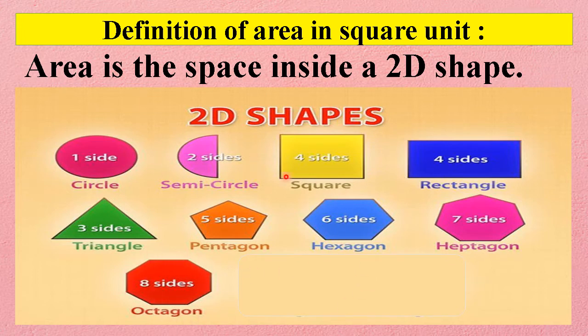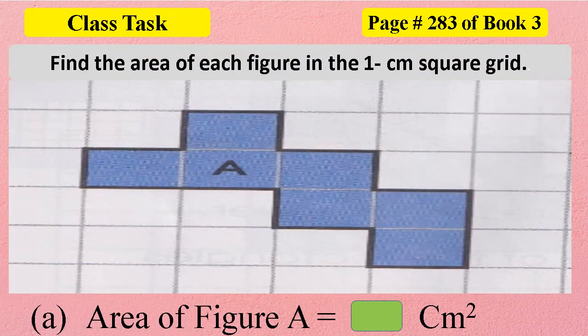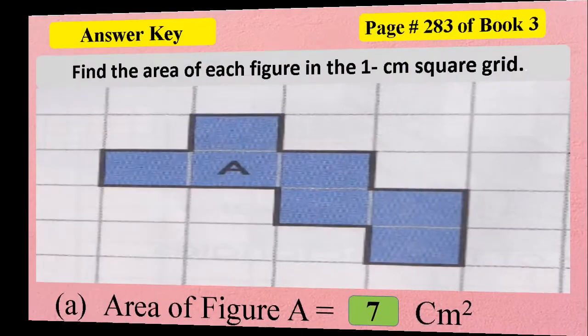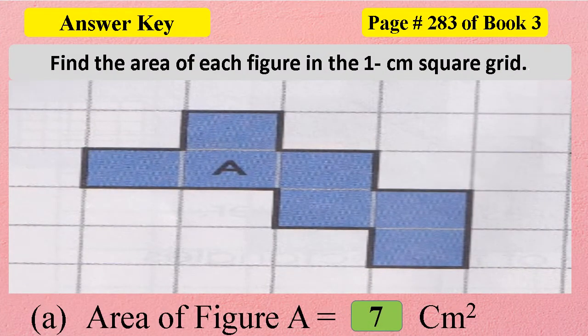These are all the 2D shapes. Dear students, take out your page number 283 of book 3. Find the area of each figure in the 1 centimeter square grid.